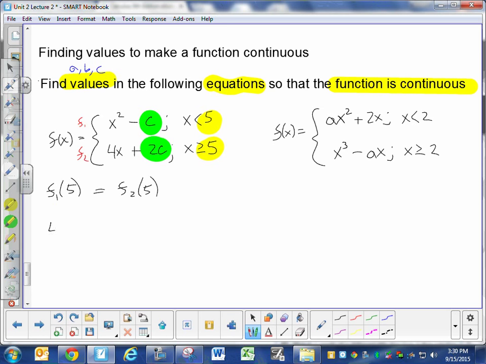This is 5 squared minus c. This will be 4 times 5 plus 2c. It's important that we're plugging these in for x, not for c. We're trying to find c. C is a value. X can be anything. And then we just solve. This is 25 minus c equals 20 plus 2c. Add a c, subtract 20. That's a 5. 5 equals 3c. C equals 5/3.